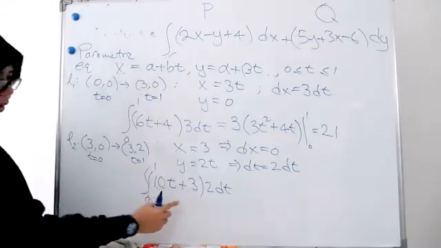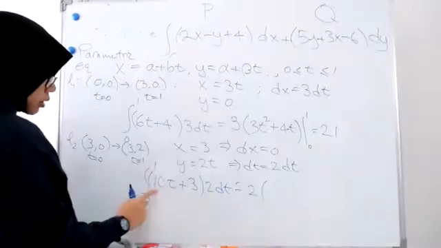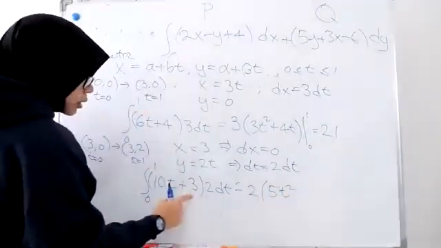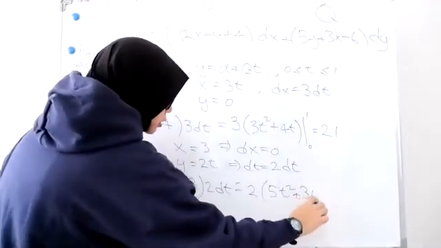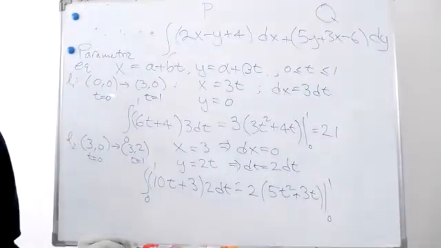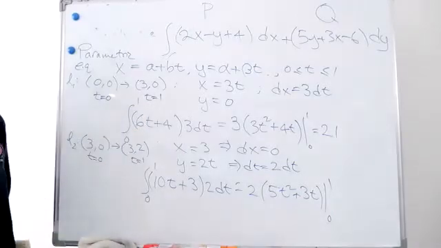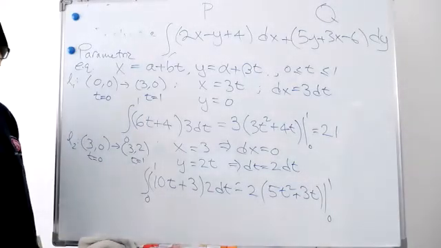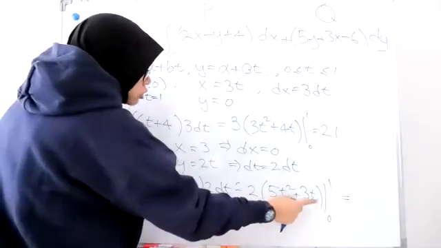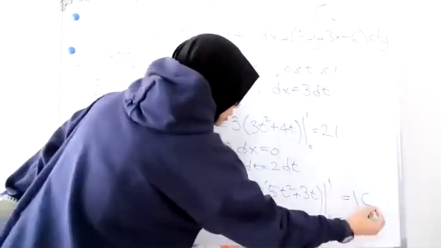So just take 2 outside, this is 10, so this is 5t squared plus 3t, evaluate from 0 to 1. So always evaluate from 0 to 1. So that's the easy part if you do something like this. You can see that this is 5, this is 3, so the total will be 8. 8 times 2, which is 16.